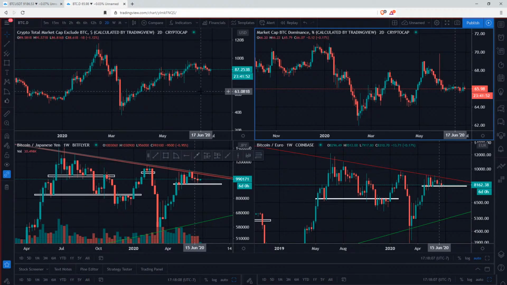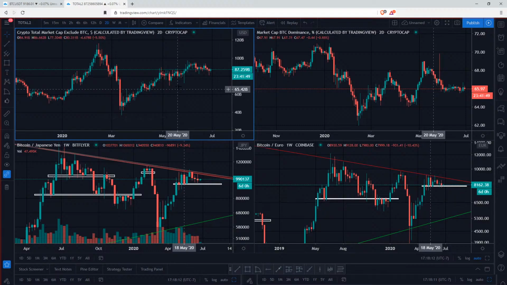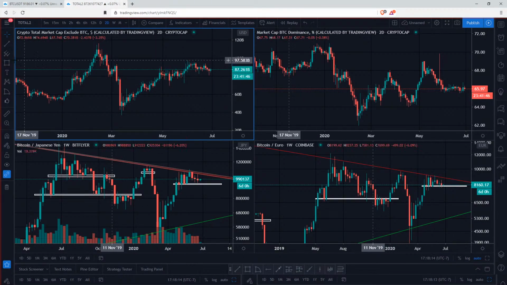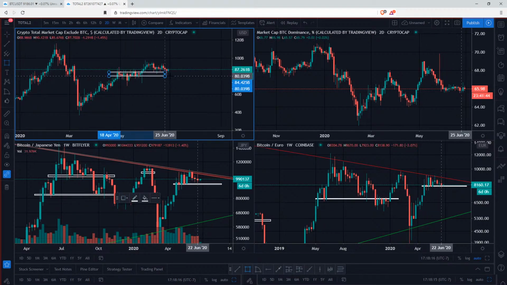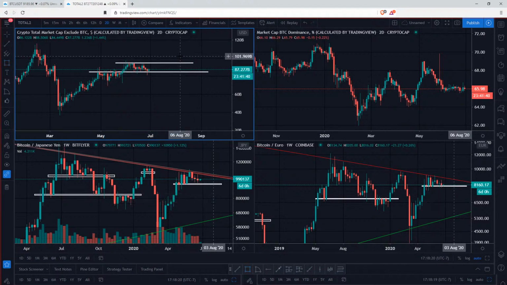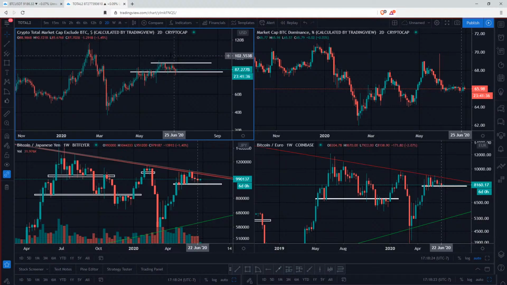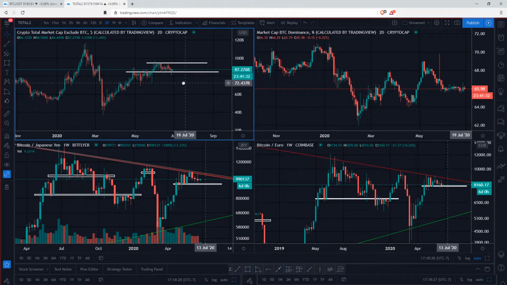Quickly looking at some crypto stuff, not a lot. Total crypto market cap excluding BTC has not changed much. It's still range bound. Previous resistance is the new level of support, as well as a resistance right here. And you get a series of lower highs, which is adding additional supply or resistance at around the 100 billion mark for the crypto market.